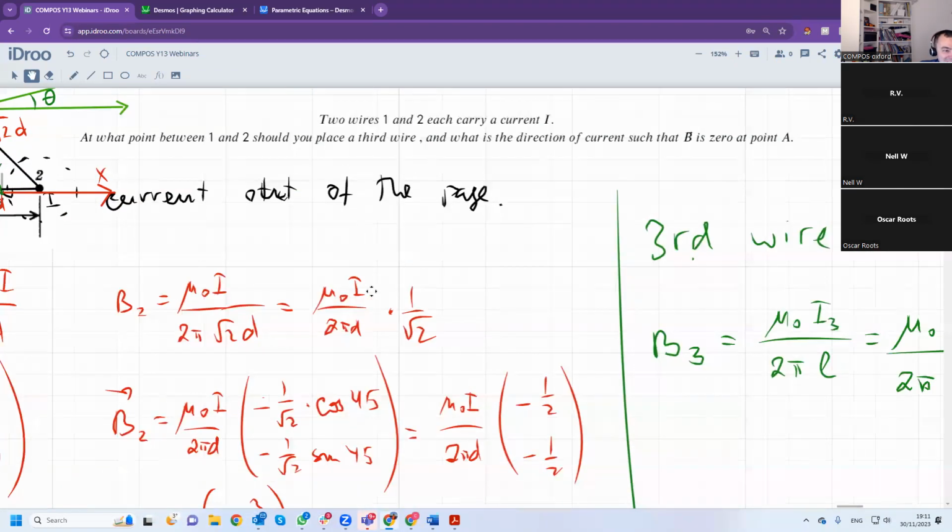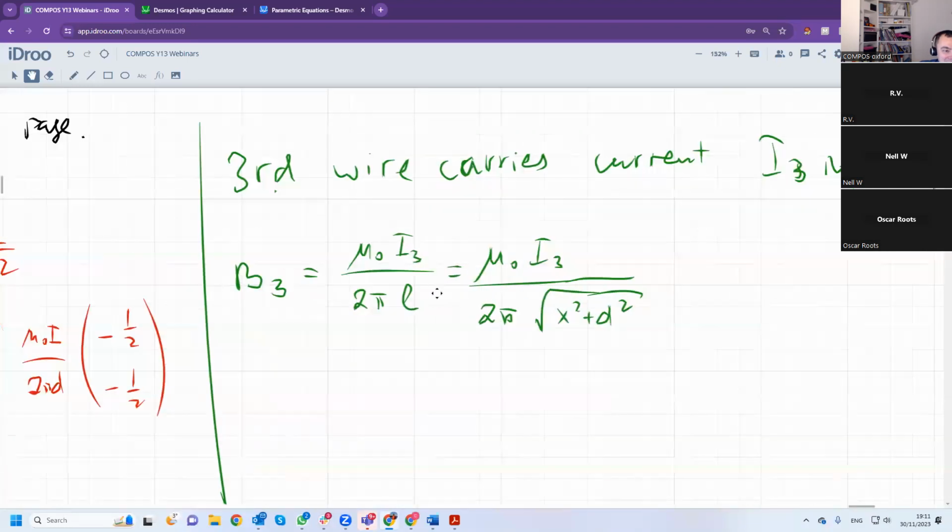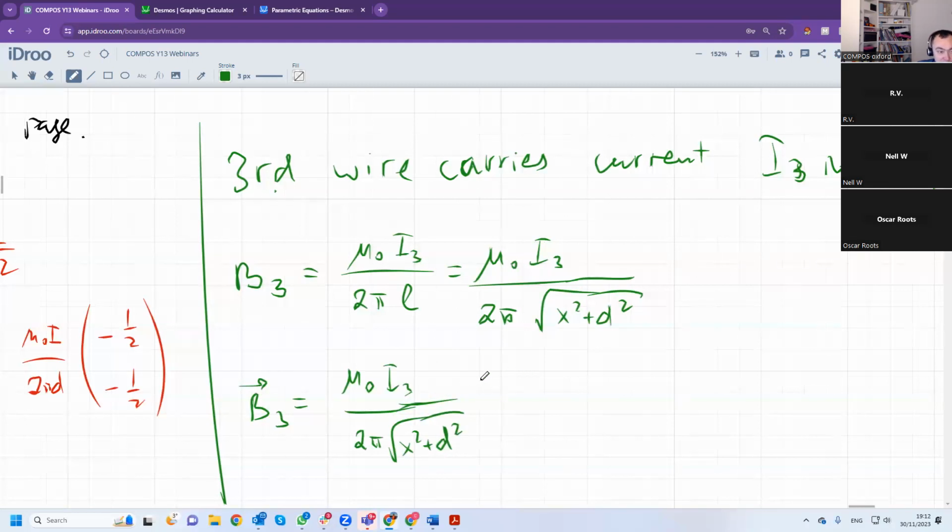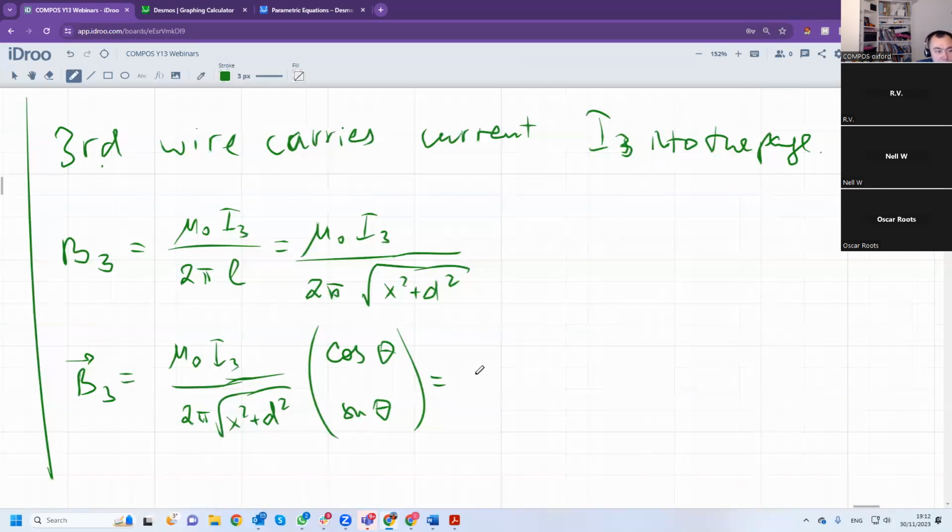Okay, being mathsy here. So we can split the components. So vector B3 is equal to mu 0 I3 over 2 pi square root of x squared plus d squared, multiplied by cos theta, sin theta, which is mu 0 I3 over 2 pi root of x squared plus d squared, multiplied by 3 over root 10 and 1 over root 10.